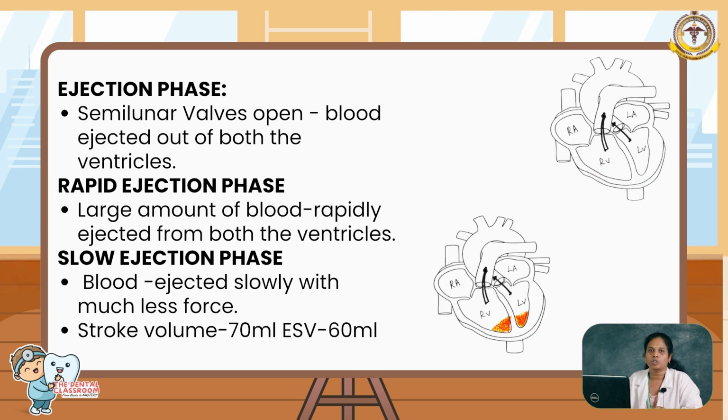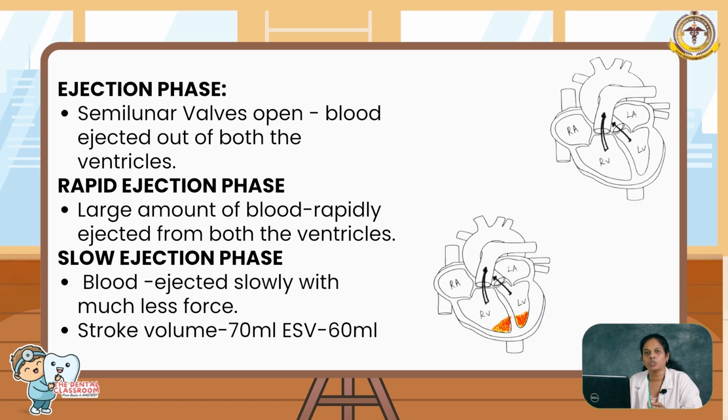So it is entering into the next phase, known as the ejection phase. Under the ejection phase, we are going to see 2 subdivisions. One is the rapid ejection phase, another one is the slow ejection phase. So what is happening in this phase is, in the previous phase, we have seen the ventricles were getting filled, trying to contract, and the pressure was getting built up in the ventricles.